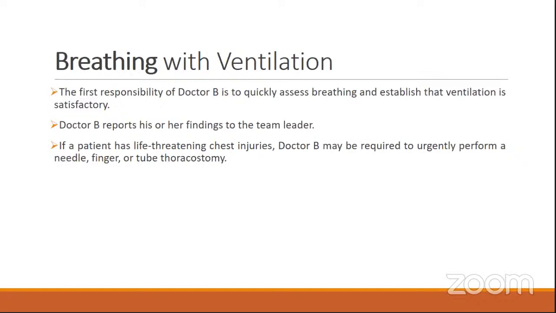Dr. B reports his or her findings on examination to the team leader. If a patient has life-threatening chest injuries, Dr. B may be required to urgently perform a needle, finger, or tube thoracostomy, and this should be informed and communicated to the team leader properly.